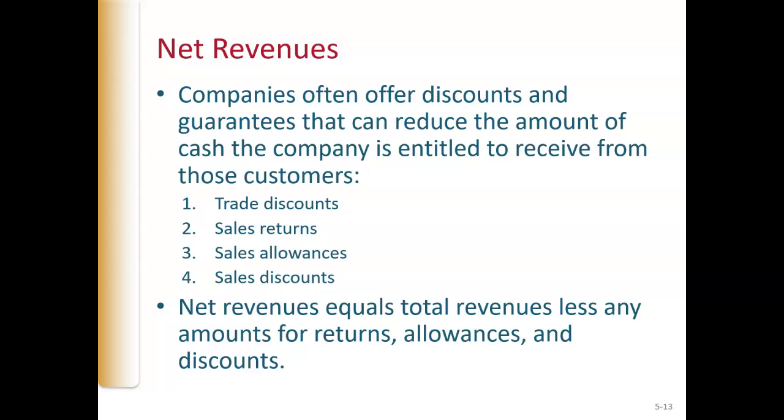Sometimes we call them trade discounts. We're going to talk about what a trade discount is. Sales returns, it's when you return an item. Sales allowances and sales discounts. So we're going to talk about all these different items that may reduce what we're actually going to receive from the company. Know that our revenues are going to equal our total revenues minus any of these returns or allowances or discounts.